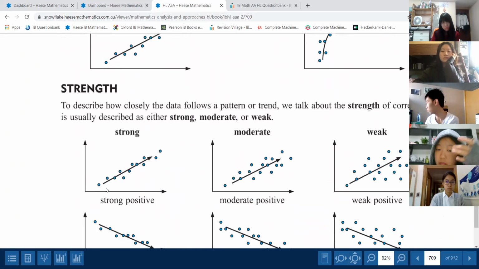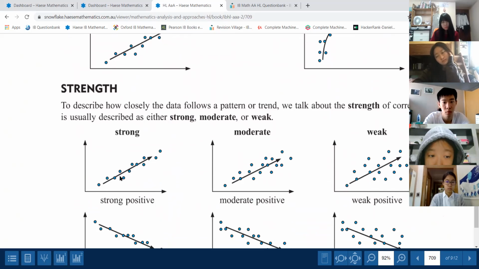In terms of strength, it could be strong and positive. It could just be moderate. In the case of strong, they are all close to that line, isn't it? But in the case of moderate, it shows a positive linear trend, but it's not as strong as this because some of them are far away from the line.